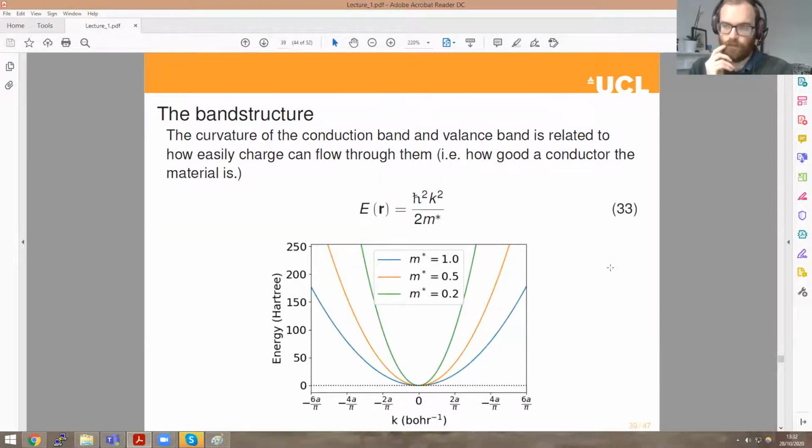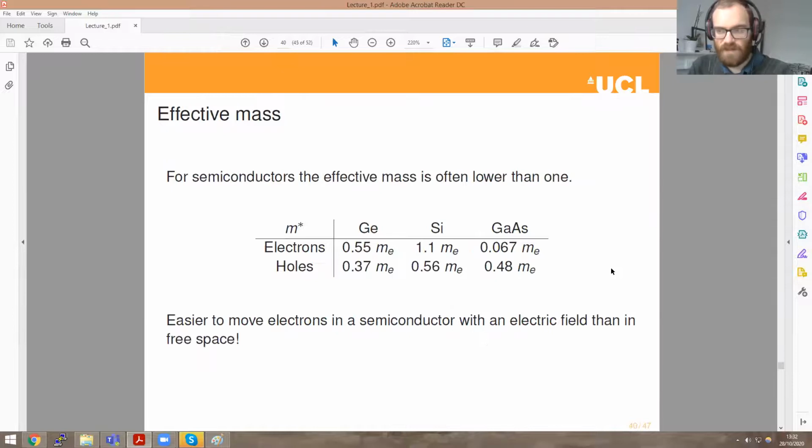And there is some approximation you can make in terms of how these bands are shaped, which is related to how well charge can conduct through these conduction bands and valence bands. This is one of the really important results of solid state physics: it's actually easier for electrons to move through good conductors or semiconductor materials than it would be if there was just empty space there. So you have a lower effective mass for these electrons.